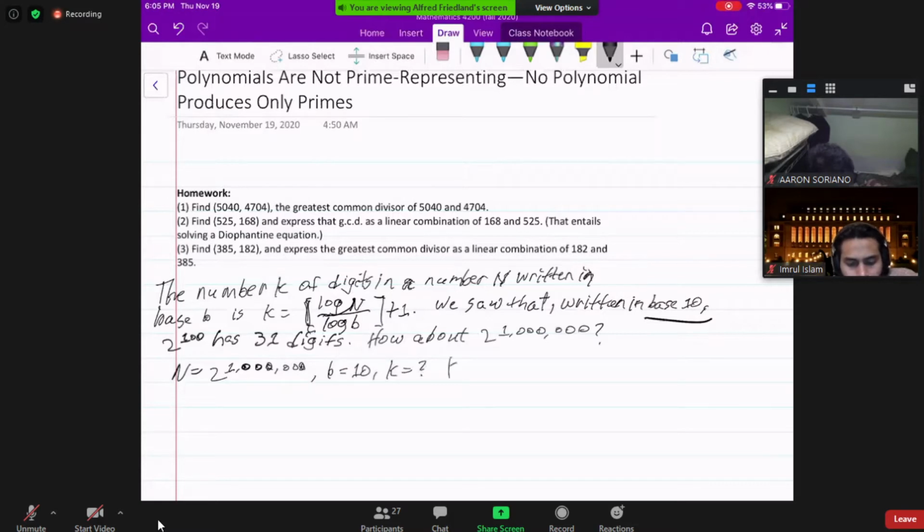Okay, so the number of digits is the greatest integer in the log base 10 of 2 to the millionth over, this is not good.